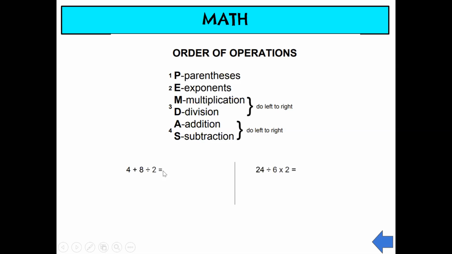And is there any multiplication? Nope, no multiplication, so we keep it moving. And is there a division? That's what would come next in our order of operation. So I look down here. Oh, yes, I do have a division problem right here, and it says 8 divided by 2.